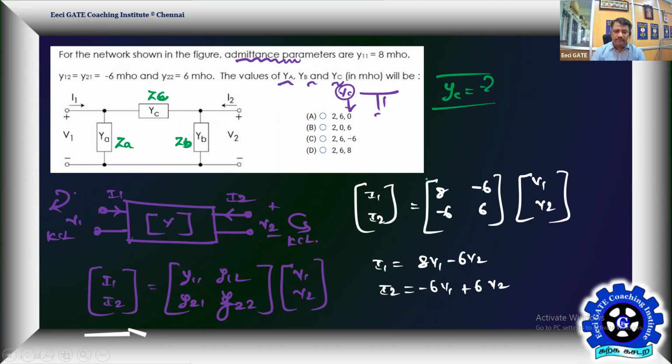So how to find YC? What are the data available? Yes, all are available. YC is this. So we'll play with the Y parameters. YC is commonly existing between the input port and output port, so who will influence YC? For this two port network, let me go for Y12 and Y21. Any common element, we'll see.